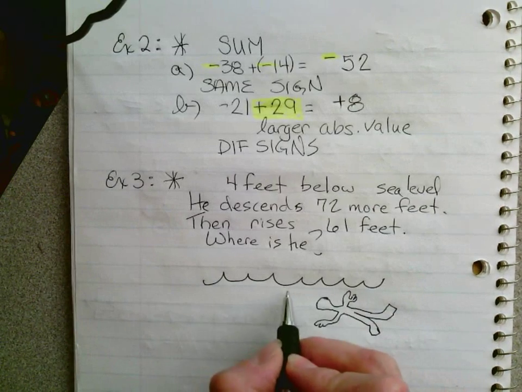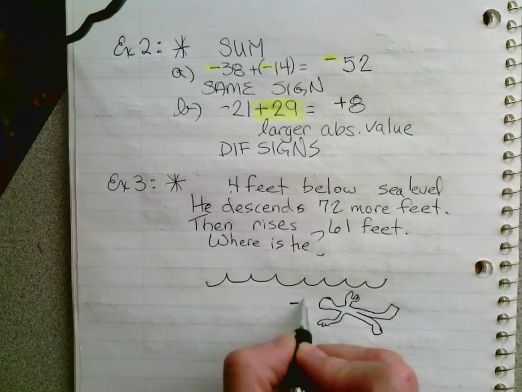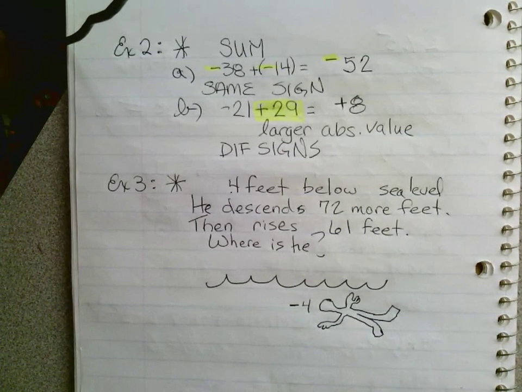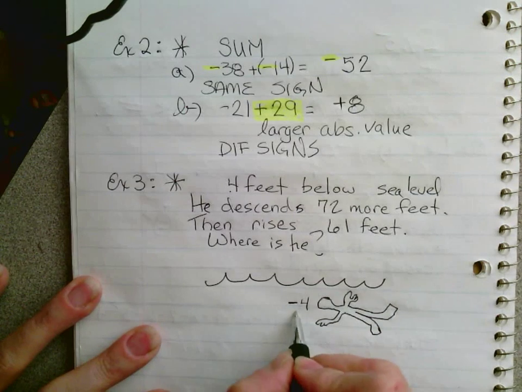He's right now at 4 feet below sea level. So he is at -4. Would you agree with me that that's a good way to represent below? He goes down 72 more feet.